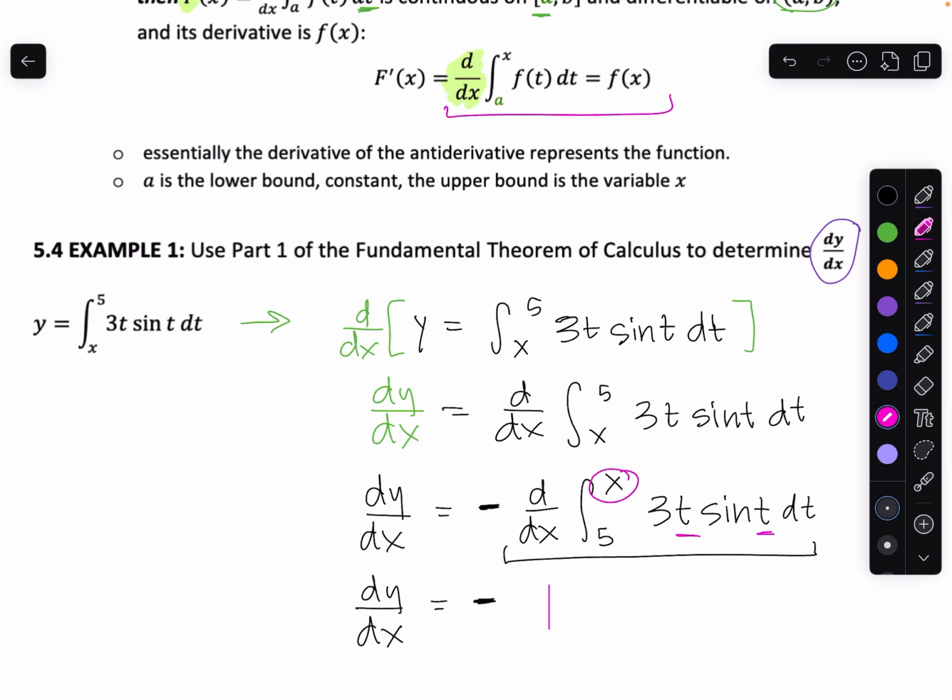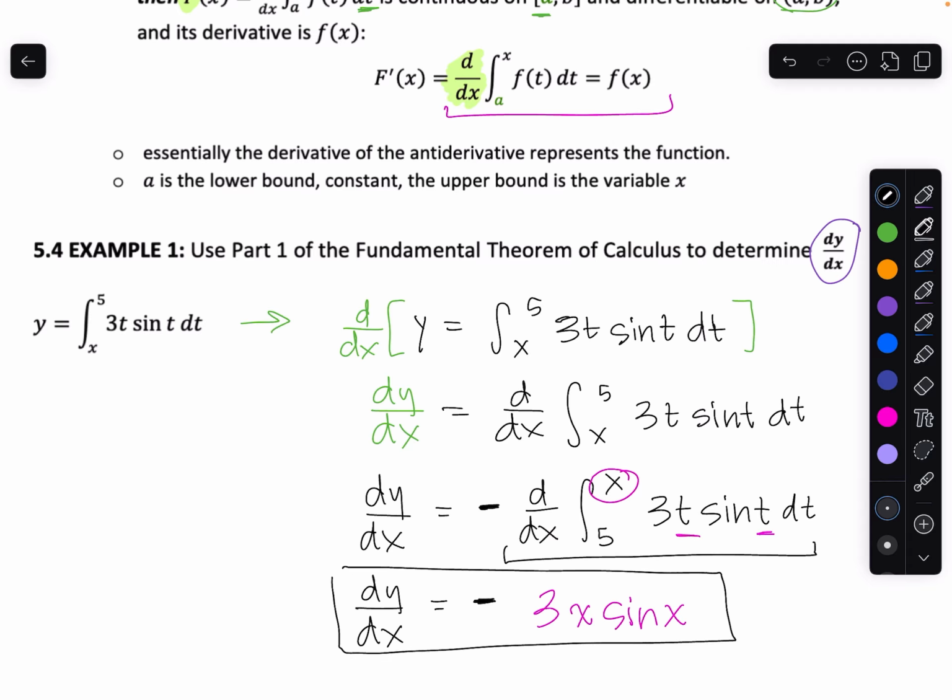In this case, that would be 3x sine of x. And that is basically how we interpret or read the fundamental theorem of calculus. So it's really about just understanding the notation and manipulating it to solve the problem or to get the piece that you're looking for. So in this instance, we were looking for the derivative, and when I differentiated y, the right-hand side of the equation turned into part 1 of the fundamental theorem of calculus with just a little bit of manipulation.